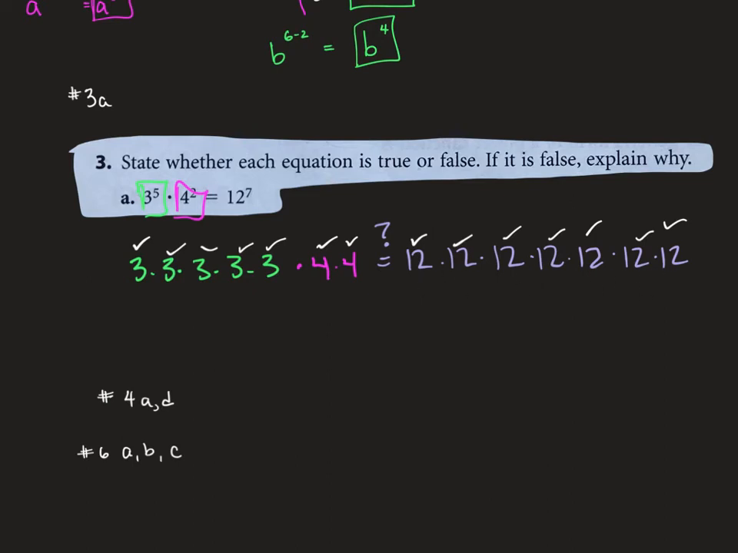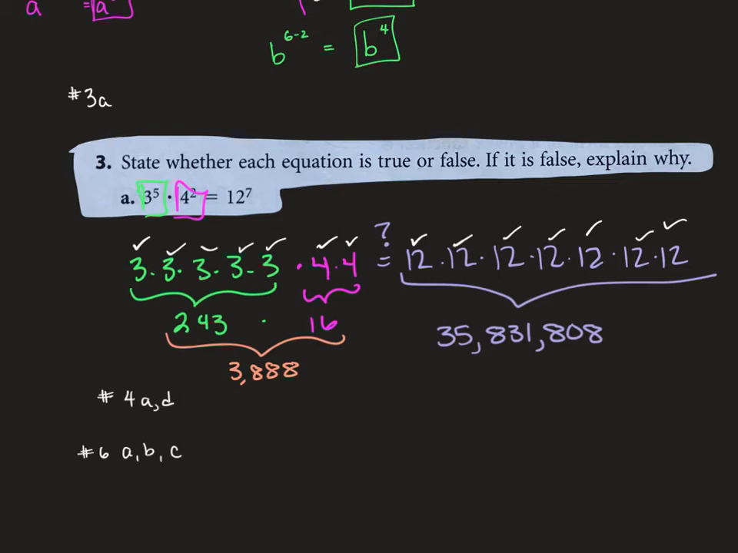This number is going to be way bigger, and in fact, if you evaluate with a calculator, you get that 7 factors of 12 over here is 35,831,808, which is significantly bigger than 5 factors of 3, which is 243, 2 factors of 4, which is 16, which multiplied together gets you 3,088. These are not the same number, so they are not equal. So definitely this is false. And this can be your explanation why.